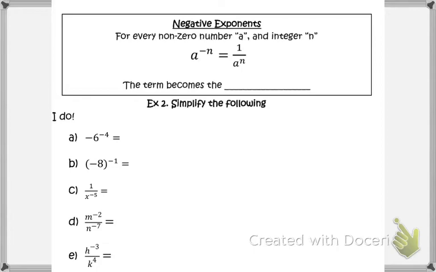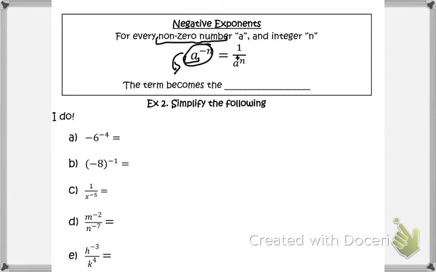And now we're going to do negative exponents. So for negative exponents, we're going to need a non-zero a. That means our base right here cannot be 0. And a will be to the power of negative n. So when you have something to a negative power, what's going to happen is you're going to take the whole term and you're going to bring it to the bottom. So as seen over here, we have 1 over a to the positive n.